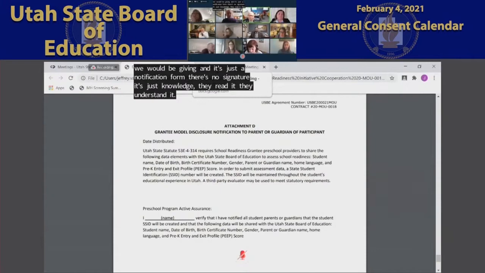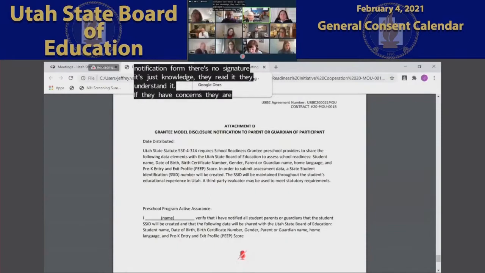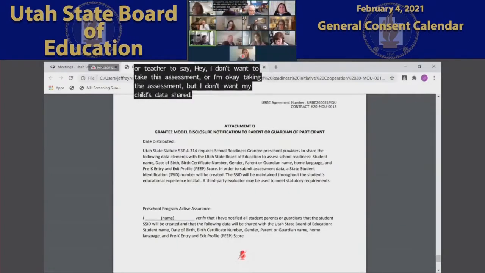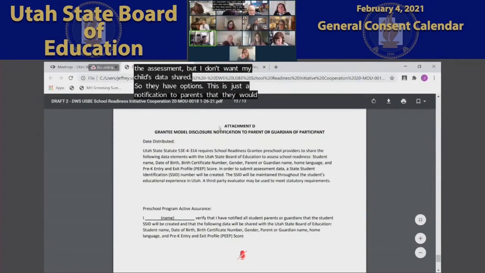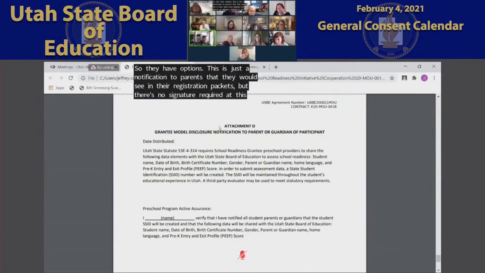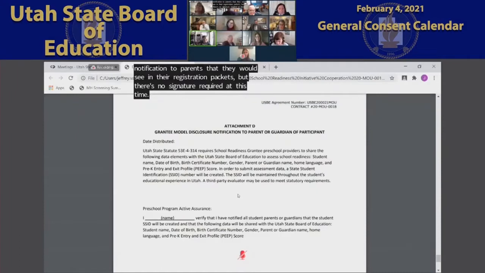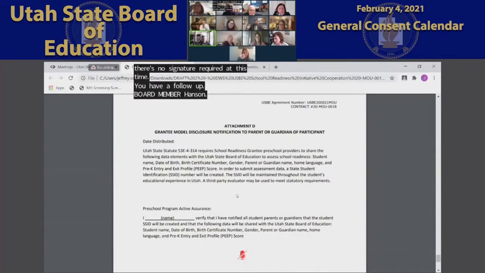Do you have a follow-up, Board Member Hanson? Yeah, so on this attachment D then, we would just be adding that below the paragraph that's there. So after statutory requirements is where we would be adding this paragraph. And then the only signature is by the preschool program saying that they have provided this disclosure to the parents. Is that right? Chair, may I respond? That's correct.